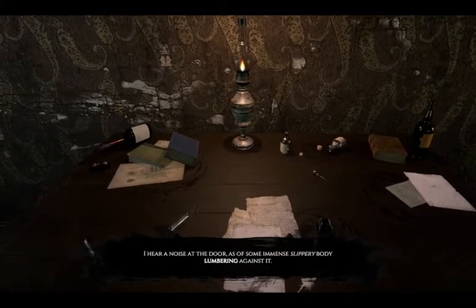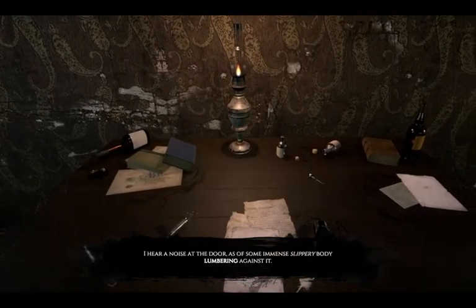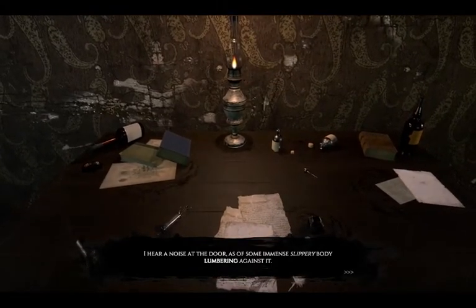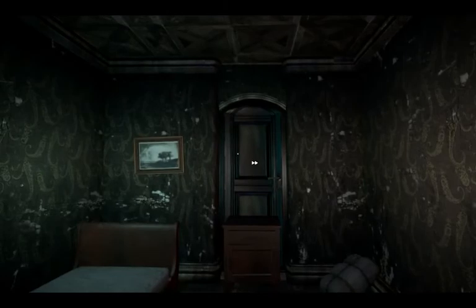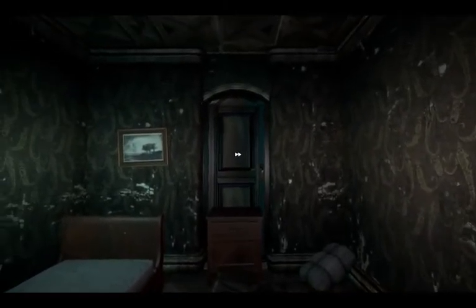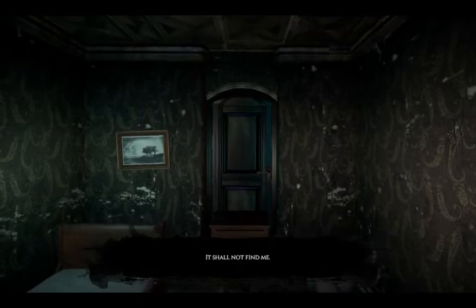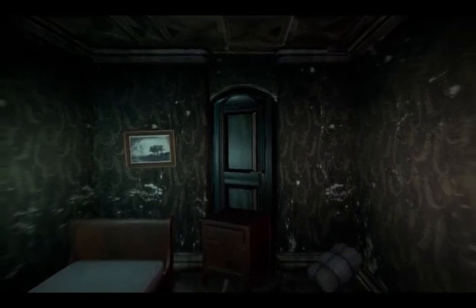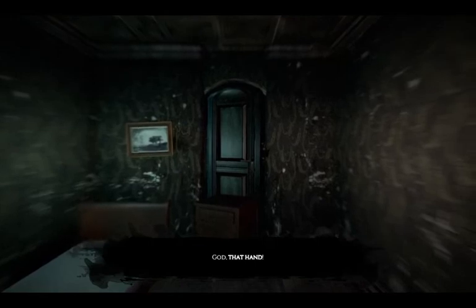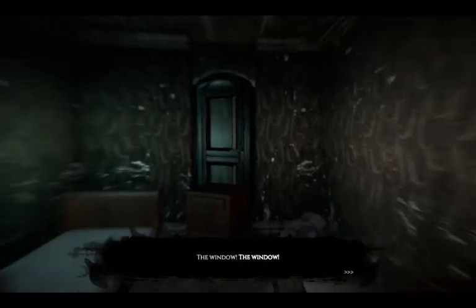I hear a noise at the door, as of some immense slippery body lumbering against it. Find me. God, that hand! The window! The window!